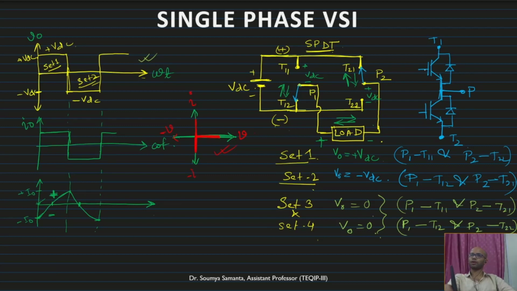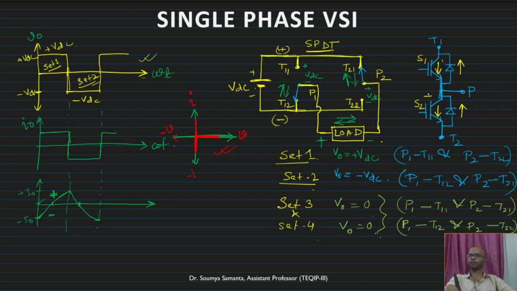Suppose we provide the gate pulse here, what will be the direction of the current? The direction of the current will be this. Whenever we provide the gate pulse here, either for switch S1 or switch S2, we will get this direction of current conduction. Now when it is off, suppose opposite direction currents can be conducted through the diode.